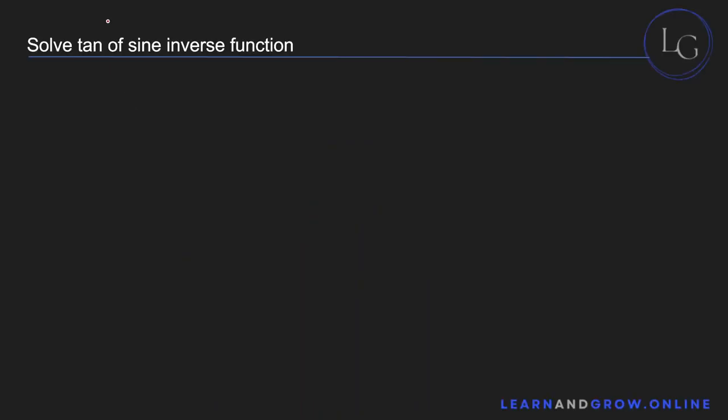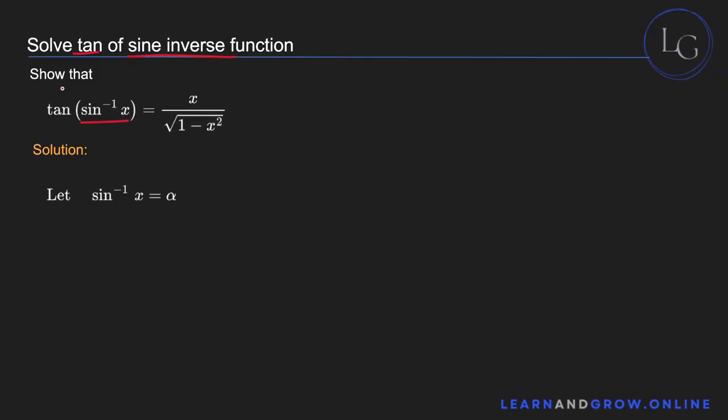Now let's solve the tangent of a sine inverse function. So let's show that tangent of sine inverse x is equal to x over under root 1 minus x squared, right? Let's prove this. So as always, replace sine inverse x with an arbitrary constant, let's say alpha.